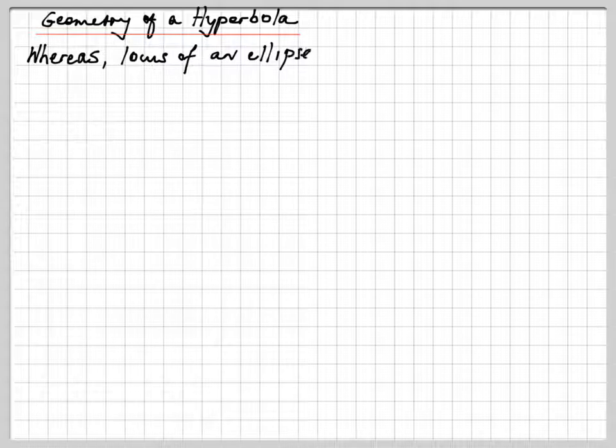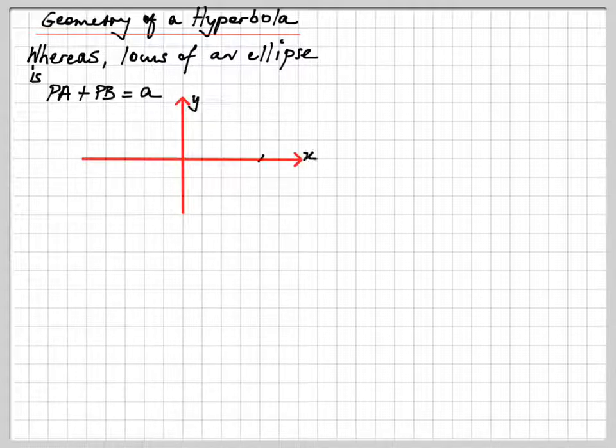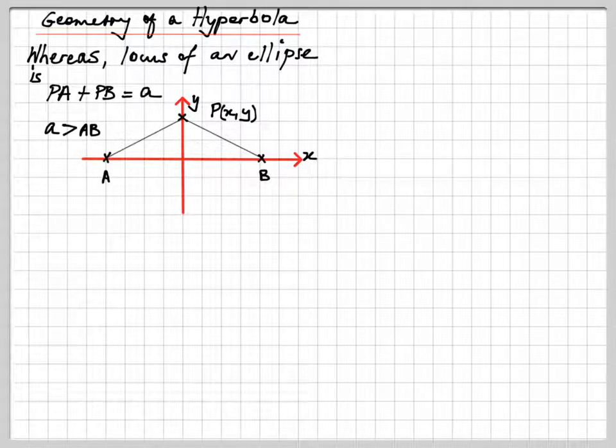So what I'm saying here is, whereas the locus of an ellipse is of this form, which we've already covered in a previous presentation, PA plus PB equals little a, where I'm saying the distance from P back to A, focus number 1, plus the distance from P back to focus number B is some number, little a, which has to be bigger than the distance between A and B, otherwise you haven't got an ellipse.